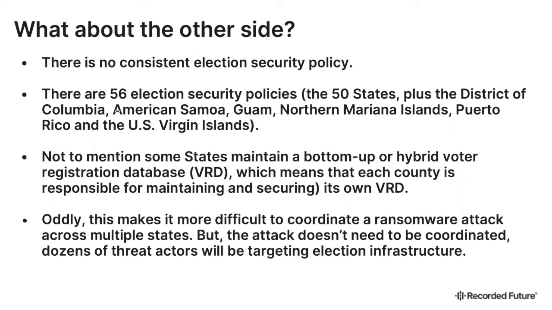So we know the attackers are good. We know they've gotten a lot more skilled in the last 4 years. And we know that they are targeting state and local governments. Well, what about the other side? What about defense? There isn't really a consistent election security policy. Essentially, there are 56 election security policies, the 50 states, the District of Columbia, and the territories.